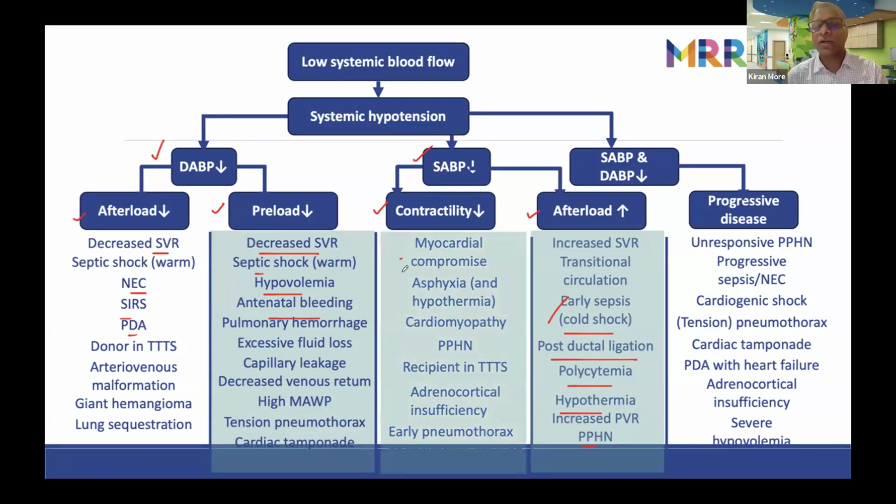So if there's a myocardial compromise, asphyxia, cardiomyopathy, all those things will cause a decrease in the contractility and a decrease in the systolic blood pressure. So even before starting the echo, you know what you're dealing with based on the clinical history and the blood pressure and the echo and the clinical indices.